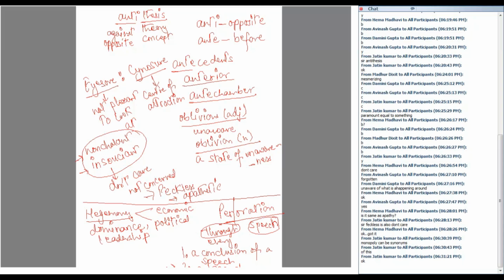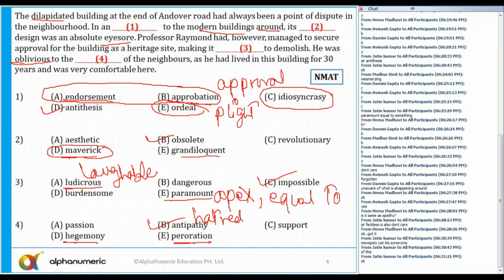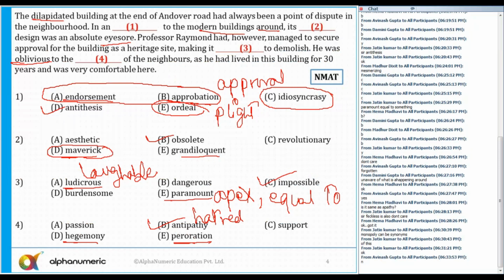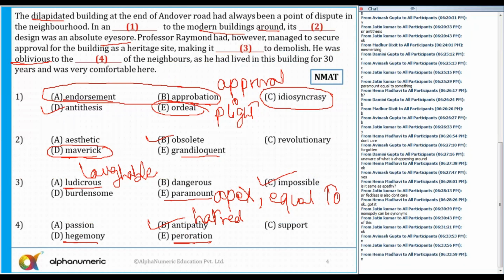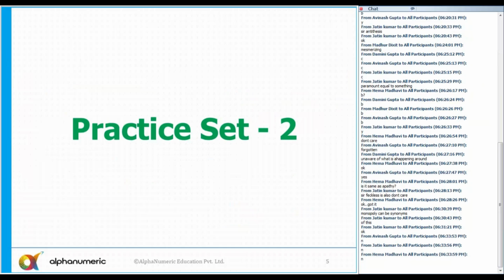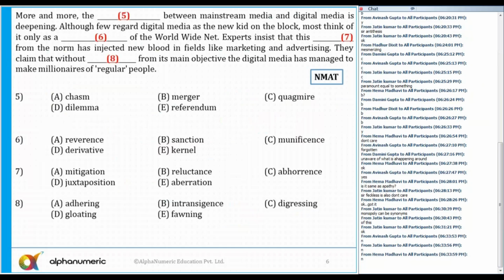Anybody has any doubt? Anything you did not understand on this slide, please ask. Next one. I'll do this also with you. No, I think you should do this. When we come to CAT, then I will help you. Take 2 minutes. Try to solve this.